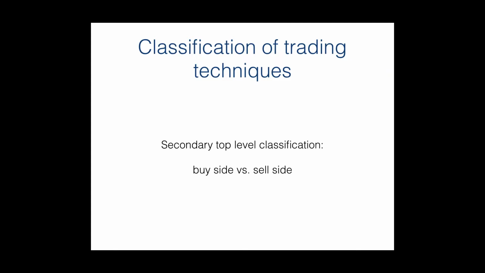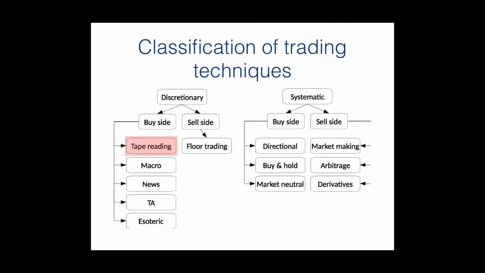Now, just using these two top-level criteria, we can build a comprehensive classification. We can see that in the domain of discretionary methods, sell side is represented with only one technique, while buy side is far more diverse. Discretionary buy side techniques can be classified into 5 major classes.